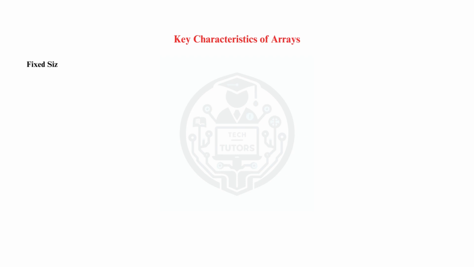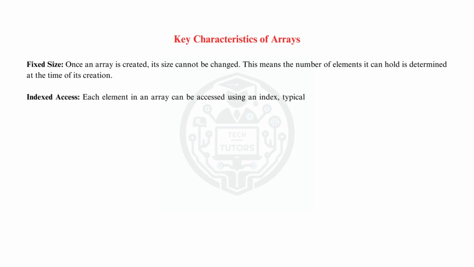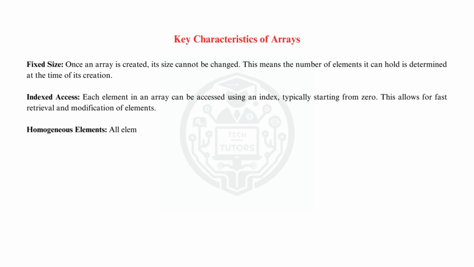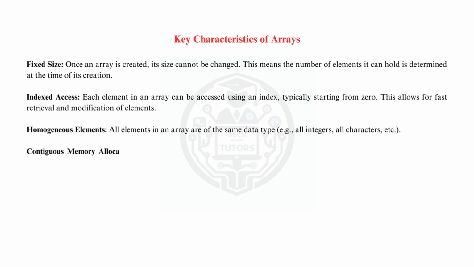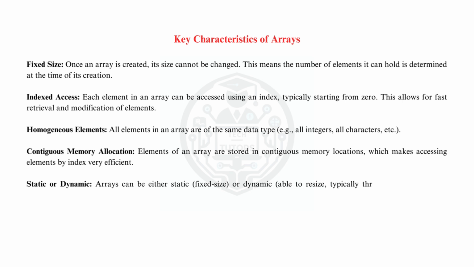Let's break down some of the key characteristics of arrays. Once an array is created, its size cannot be changed, meaning the number of elements it can hold is predetermined. Each element in an array is accessed using an index, which typically starts from 0. This allows for fast and efficient data retrieval. The elements of an array are stored in consecutive memory locations, which enhances the speed of access.